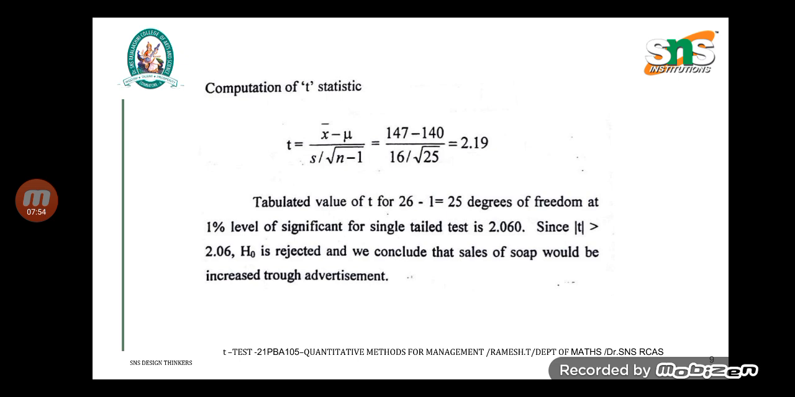Okay, here the computation of t is as usual, x bar minus mu divided by s into the root of n minus 1. Then putting all the values here, it is 2.19. So the tabulated value of t for 26 minus 1, that is 25 degrees of freedom at the 1% level, becomes 2.060. Since the t value is greater than 2.06, therefore we reject the H naught, because the calculated value is greater than the table value. So we conclude that the sales of the soap would be increased through advertisement.